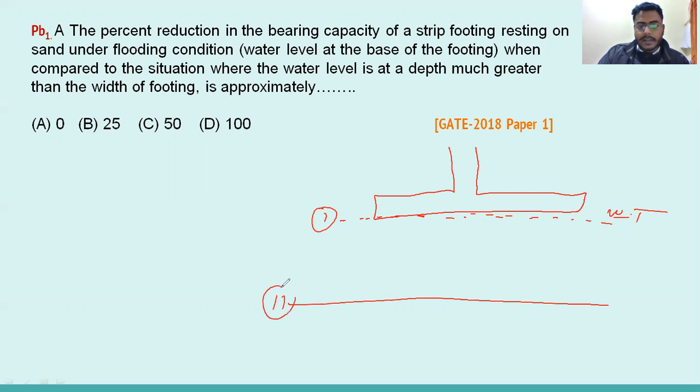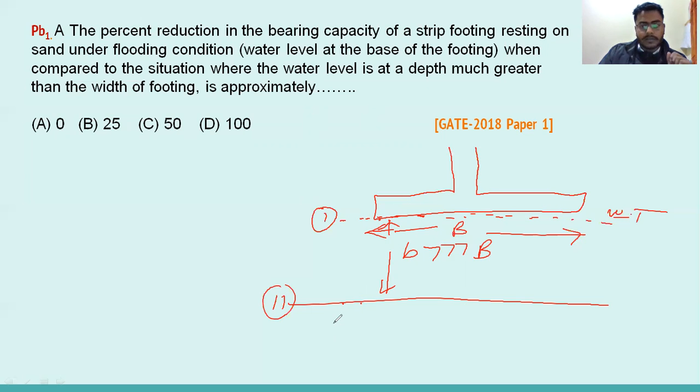And the second case, suppose the water level is at a distance b from the base of the footing, and b is greater than capital B, that is the width of the footing. So you will see that when the water table reaches the base of the footing, there is a reduction in the ultimate bearing capacity as well. In the question it is asking what is the percentage of reduction as compared to the ultimate bearing capacity when the water table has a greater depth than the width of the footing.